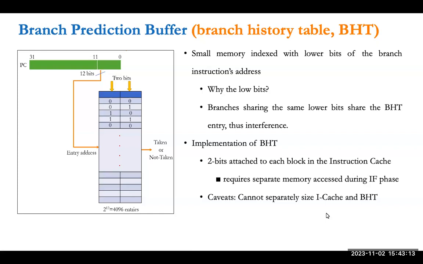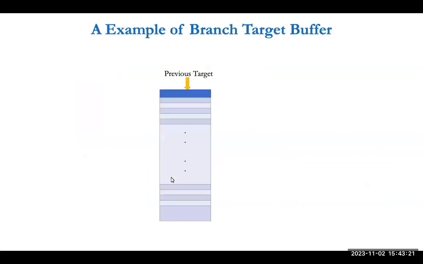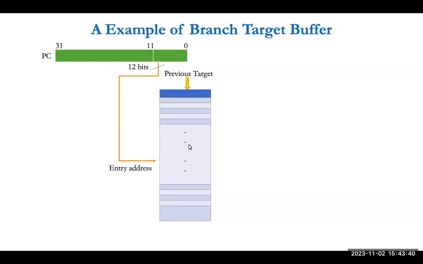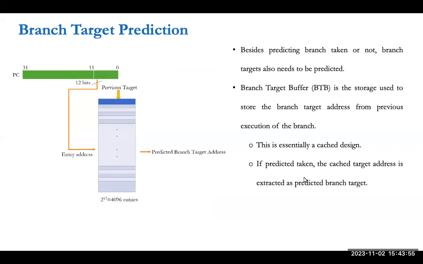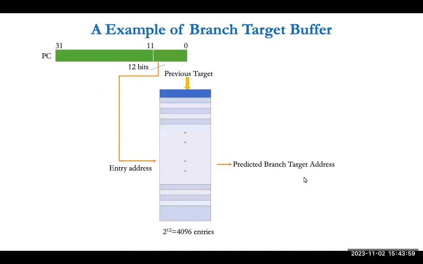In the next class, we'll discuss that along with the branch, the branch target address is also required. That target address will be stored in a similar way in a small cache memory, similar to your branch history table. It will hold the previous target address. Again using the same lower 12 bits as the entry into the branch target buffer, it will predict the branch target address for the future. Again it will have the same number of entries. So every branch history table will be associated with a branch target table, and that will work in a similar fashion.